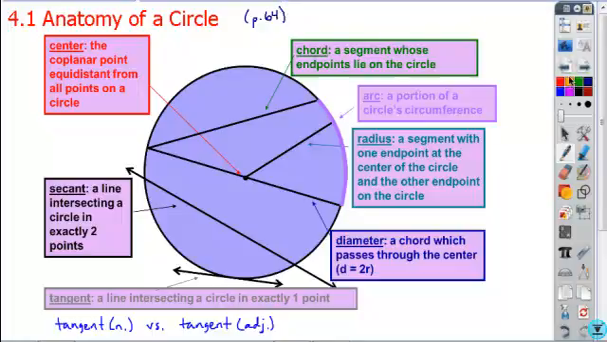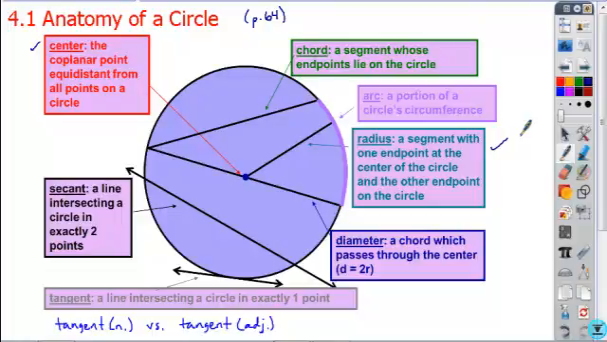Okay, I just want to talk through some of these I already mentioned. First, the center. The center of a circle is that coplanar point that's equidistant from all the points on the circle. So any point along the circle is the same distance from the center. And that distance is called the radius, or the segment connecting those is the radius.